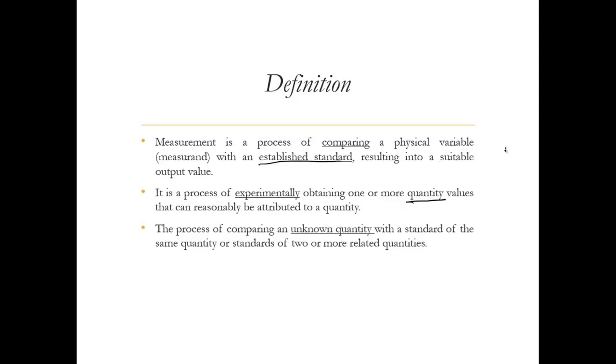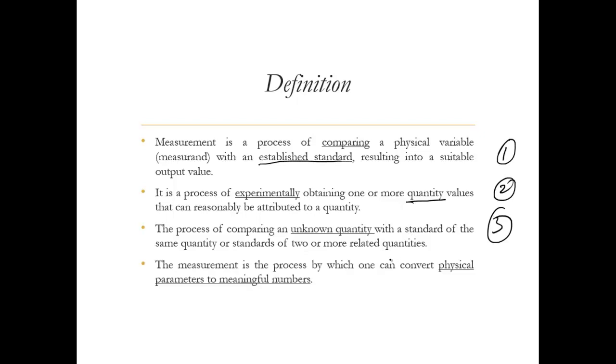One more definition: the process of comparing an unknown quantity with a standard of the same quantity, or standards of two or more quantities. Measurement is a process by which one can convert physical parameters to meaningful numbers. For example, increased temperature we can feel as being very hot. But what does that mean in terms of control? We convert it into values like 97 degrees, 98 degrees, so that we can take an action. That is what can be understood even by a computer. We have meaningful numbers, and this is again called measurement.